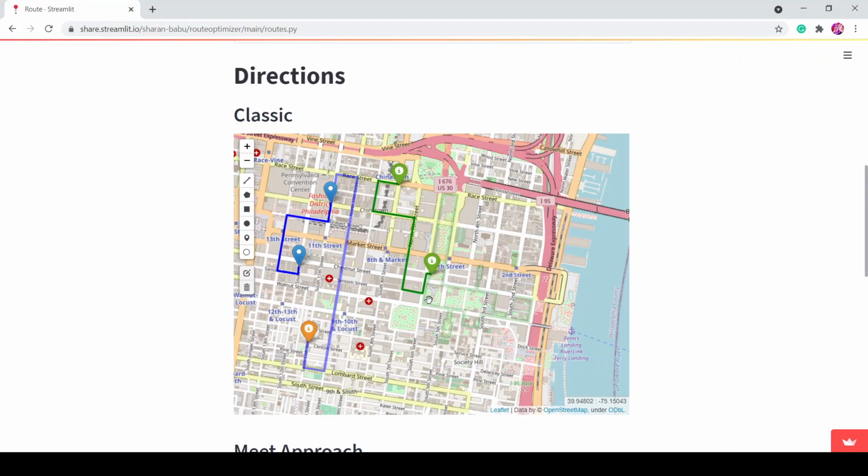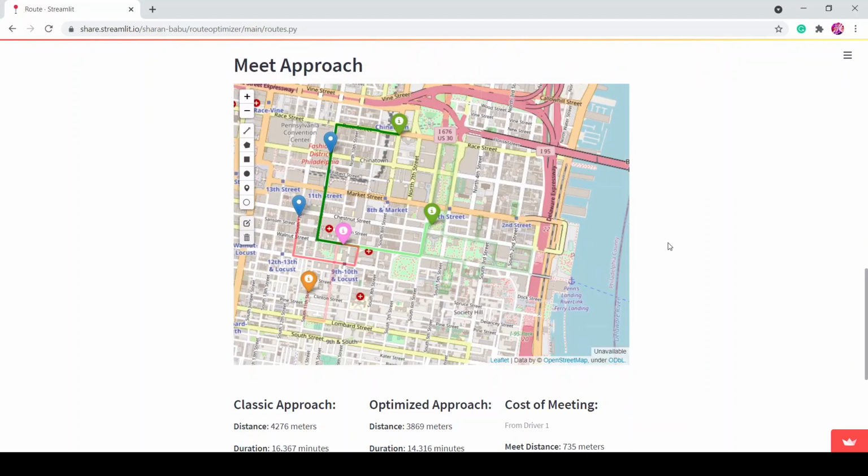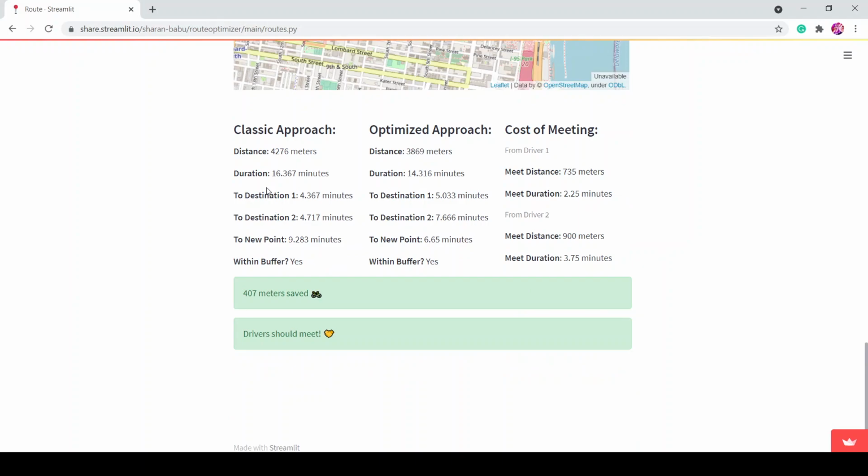Now, what would happen in the classic approach? Driver 2 would take this dark blue route to destination 1, and driver 1 would take this dark green path to destination 2. Route 1 delivery will be completed first as it is shorter, and only now this free driver, that is driver 2, will be assigned to the new point, which will be completed through this light blue route. These are the various metrics for the classic approach just discussed. We will come back to this.